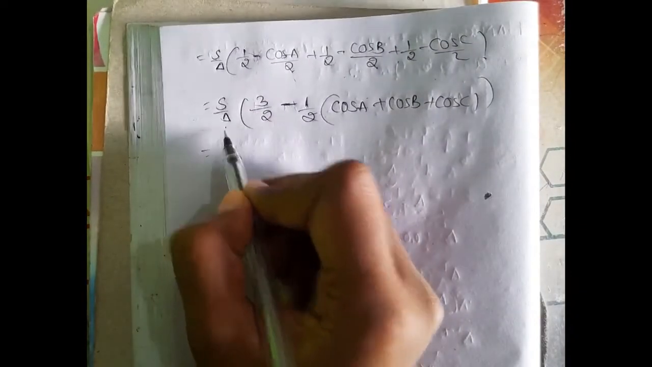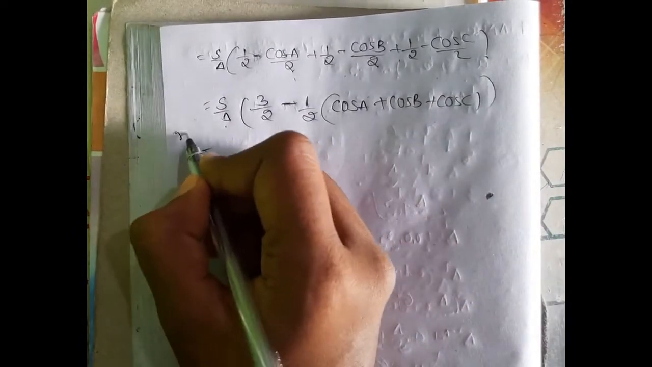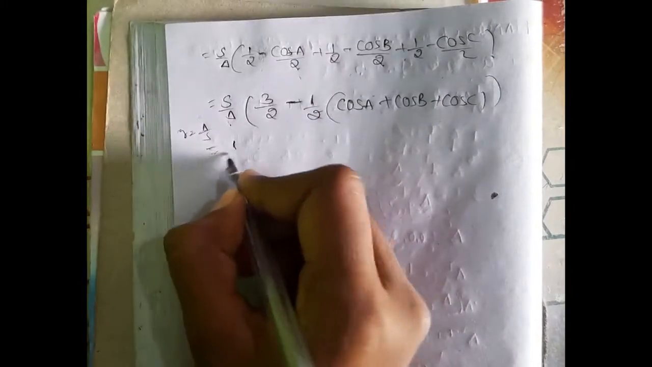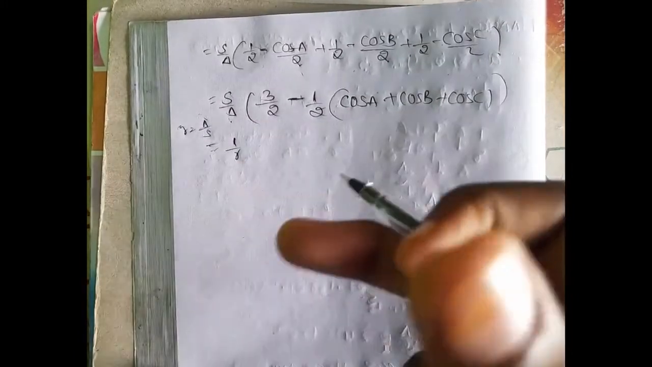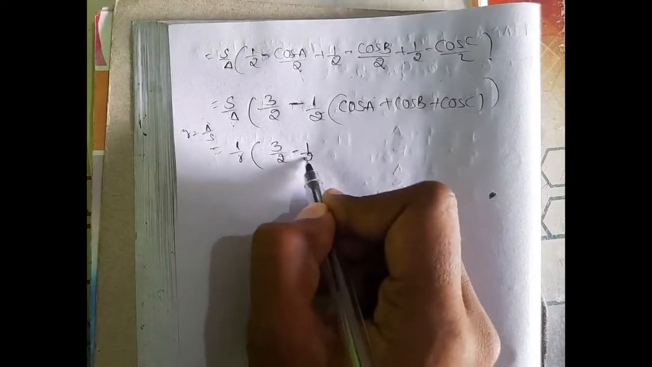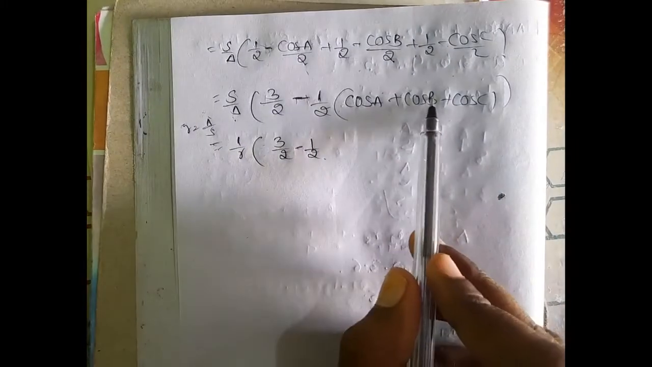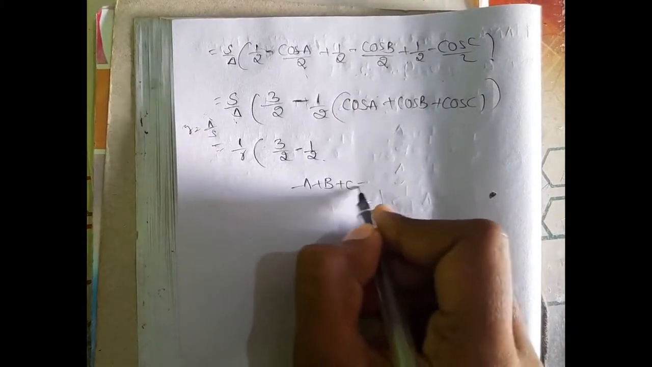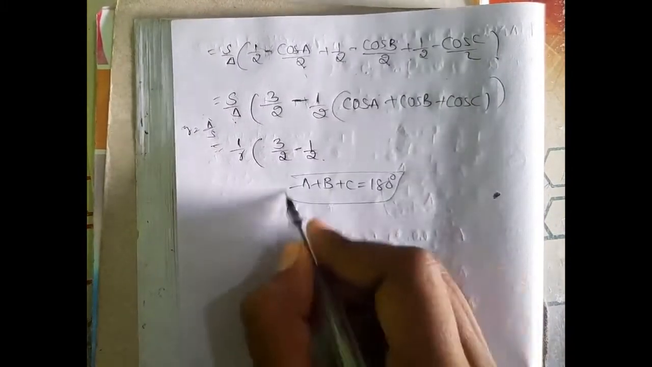Okay. So now S by delta, you know R equals to delta by S. So what is S by delta? It is 1 by R. So when you reciprocal it, this will also become reciprocal. 3 by 2 minus 1 by 2. It is given that it is a triangle. So we know that in a triangle A plus B plus C equals to 180 degrees, right?